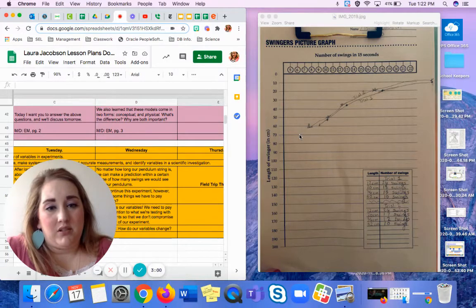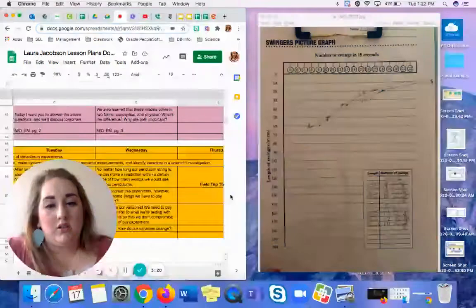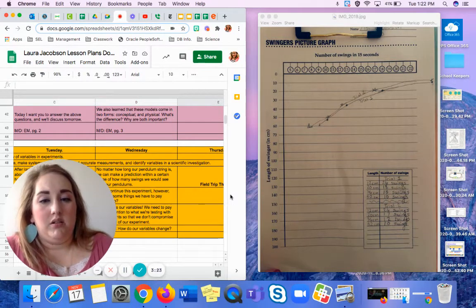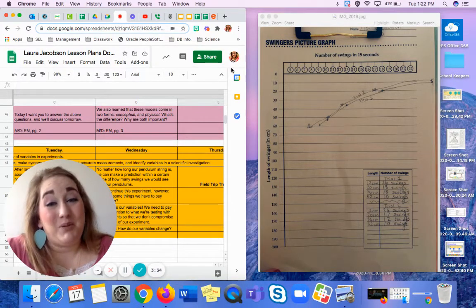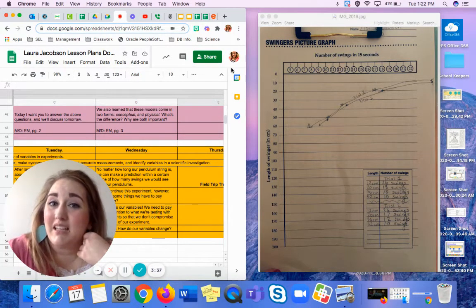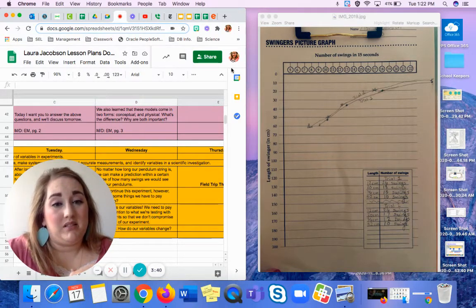Now, what would happen, do you think, if we had a string length of 140 centimeters? If we had to go all the way back here, I'm following the line down where my arrow is. Follow it up with your eyes. And then, of course, put imaginary numbers on it. I would say in 15 seconds, we would have maybe 1 or 2 swings. Okay, that's not very many. Maybe 1 or 2 swings.